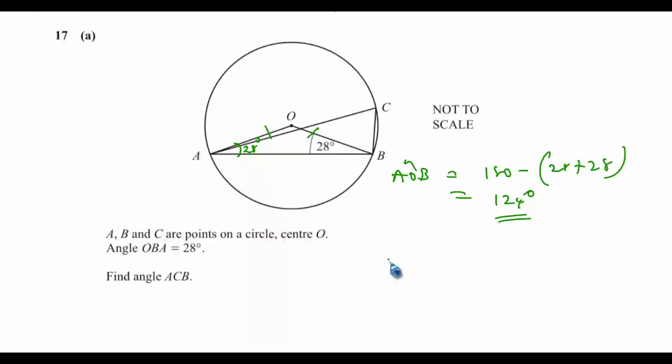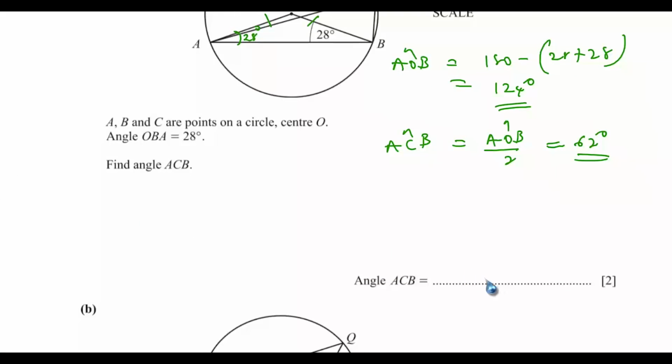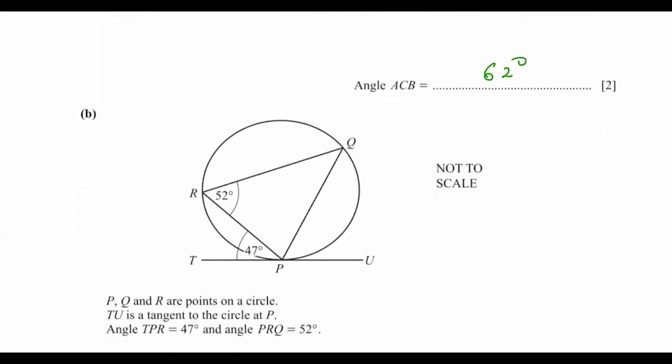And we also know that angle ACB will be equals to angle AOB divided by 2 because they are angles at center and angle at circumference respectively. So this will give us 62 degrees. So that's the value of angle ACB. Angle ACB will be 62 degrees. Let's go to part B.